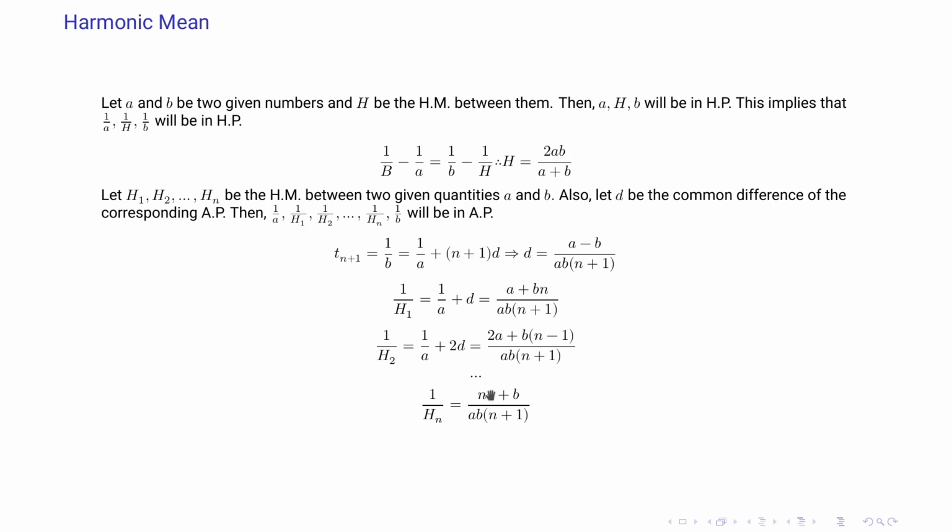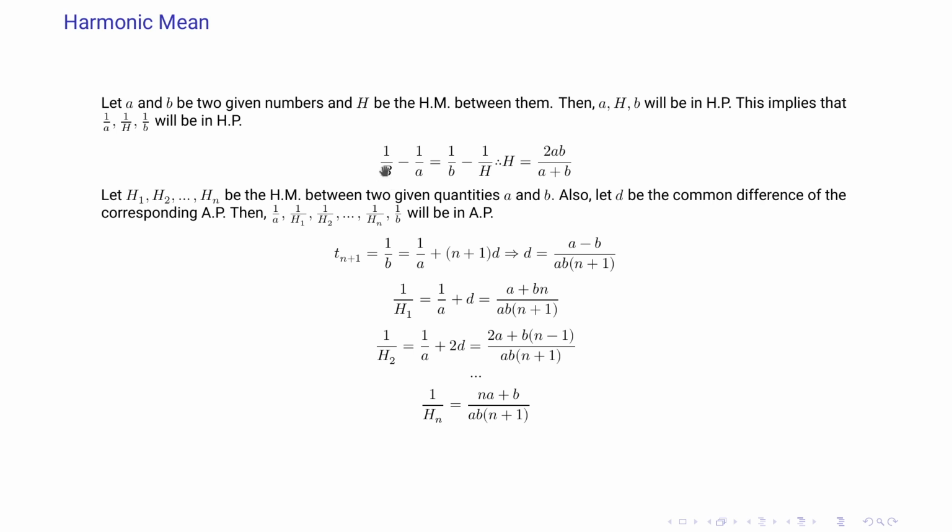Harmonic mean can be found similarly to arithmetic mean. We just have to take the reciprocals. So we let the two quantities be a and b and capital H be the harmonic mean. So a, capital H, b will be in harmonic progression. That means 1 by a, 1 by H and 1 by b will be in AP. This is also a typing mistake. It is in AP.